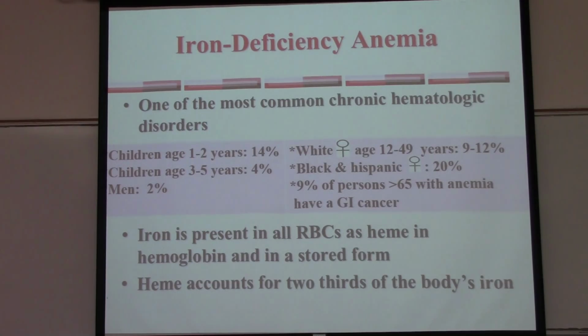Now we look at iron deficiency anemia. It is one of the most common chronic hematologic disorders. And you can see here some of the breakdowns. 14% of children between 1 and 2 have anemia. 3 to 5, it gets a little bit better. Look at the difference between men, only 2%. Do I have women somewhere? I'm surprised I don't have women listed.